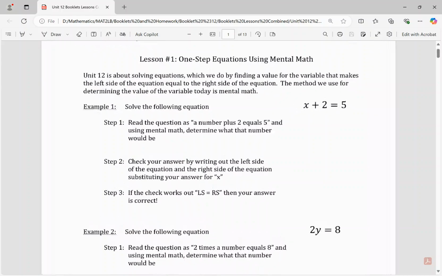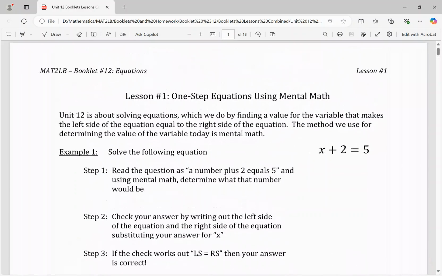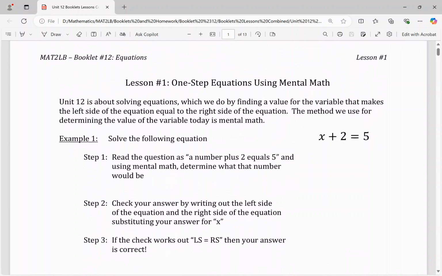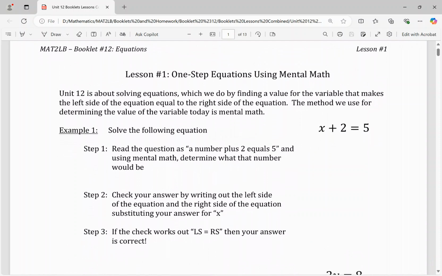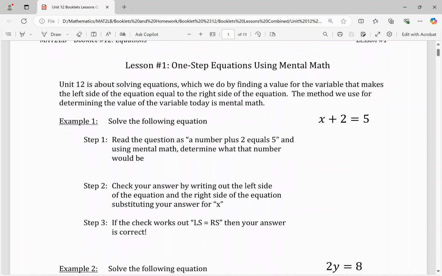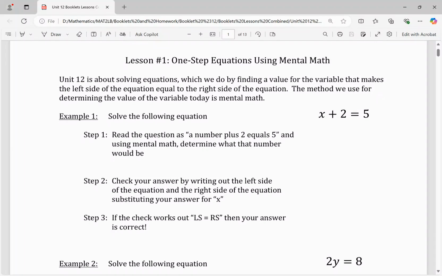All right, guys. Today we will be starting booklet number 12, lesson 1, which is one step equations using mental math. Now, this is a difficult lesson for me to teach because there's no easy way to explain mental math. You're kind of deducing the answer using your logic skills, but I will do my best and we will see how it goes. And then after this lesson, I'm going to create a systematic way for you to solve these problems without just visualizing it mentally.